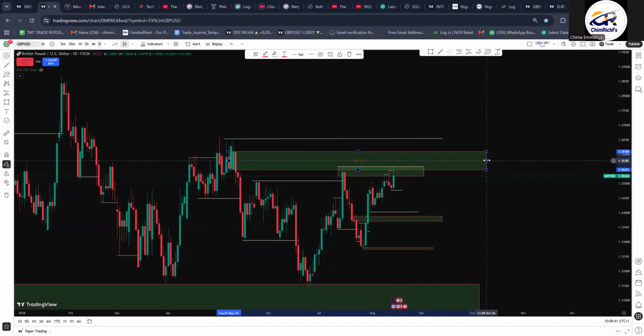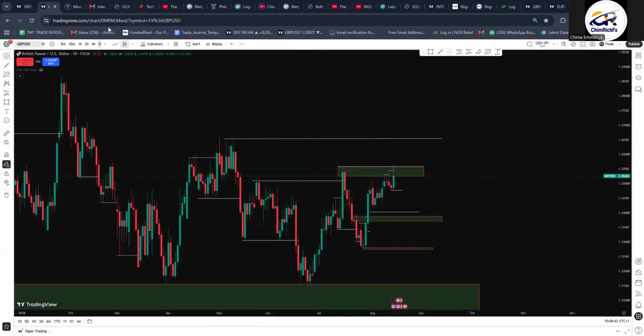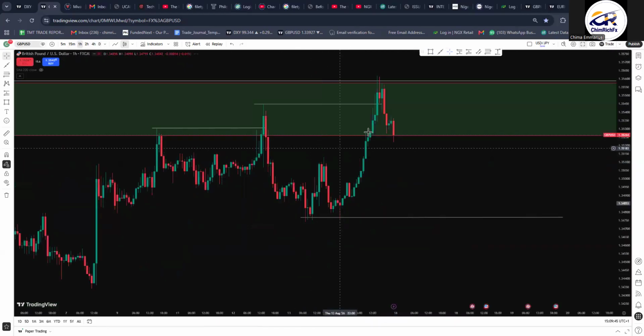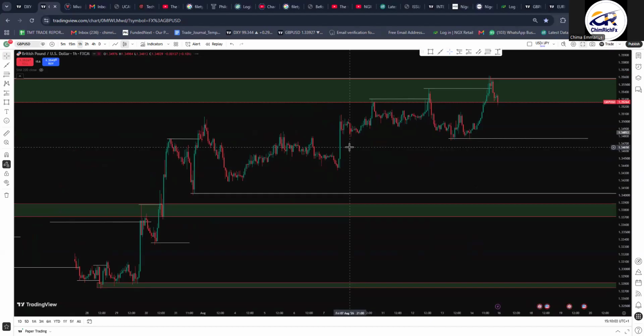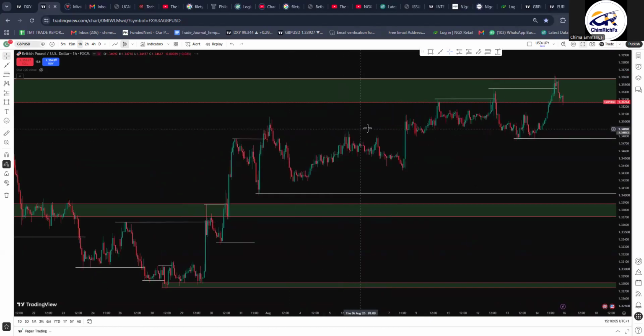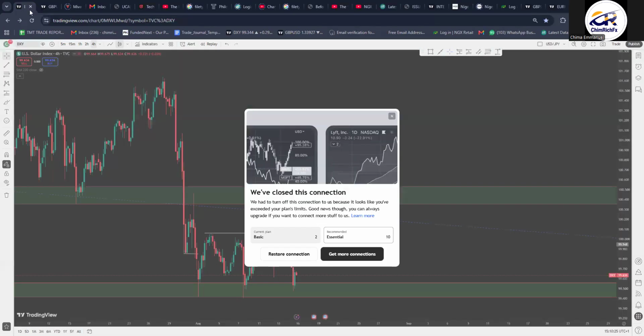But looking at it from the 1 hour, we can see that this point to this point is a whole lot. So if you're waiting for the market to break out, then pull back, it might not happen as expected. But all the same, we are still looking out for the change of character on the 1 hour time frame. Now let's move to the DXY.